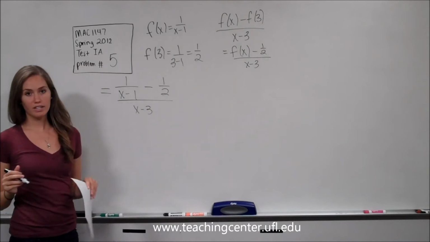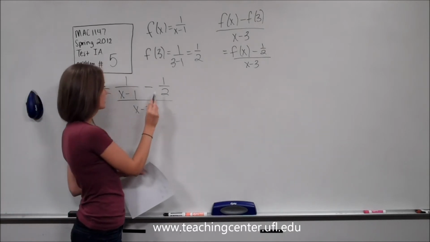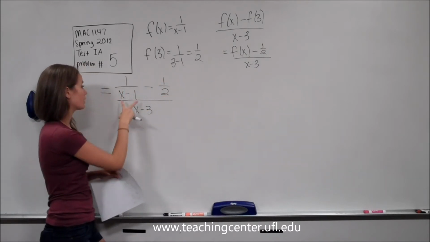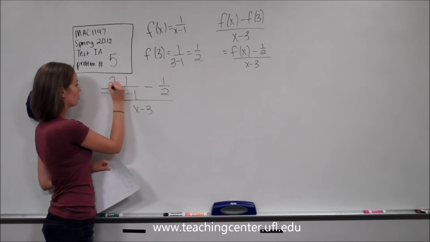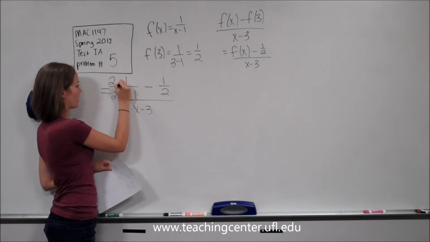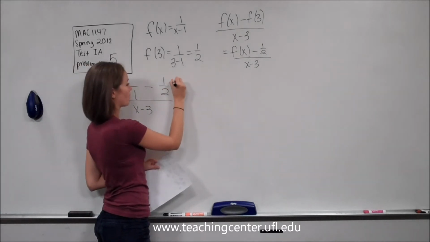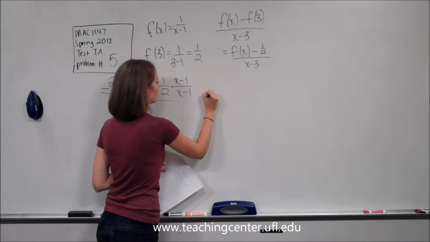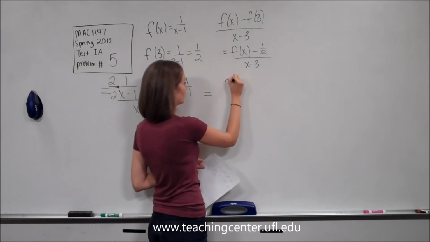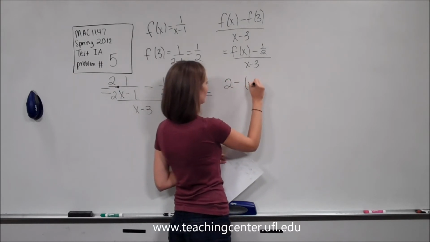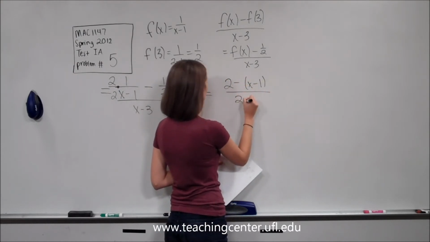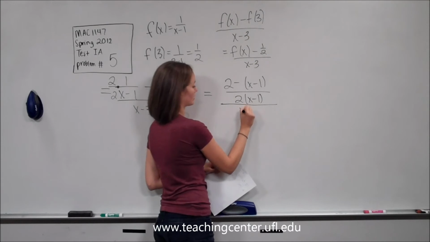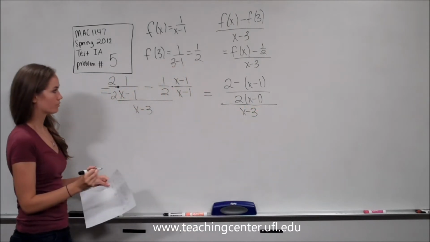We want to simplify this, and to be able to do that, we need to get common denominators up here in our numerator. So we're going to multiply the first term by 2 over 2, and for the second term, we multiply by x minus 1 over x minus 1. Then this turns into 2 minus (x minus 1), all over 2 times (x minus 1), and that's all over our x minus 3 in the denominator.